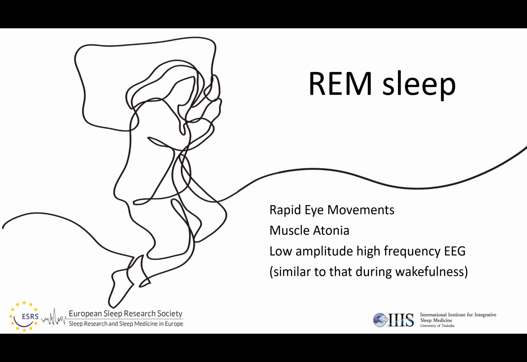loss of muscle tone, namely REM atonia. Due to this apparent paradox of EEG patterns resembling wakefulness while the organism remained in the sleep state, this stage was sometimes dubbed paradoxical sleep.